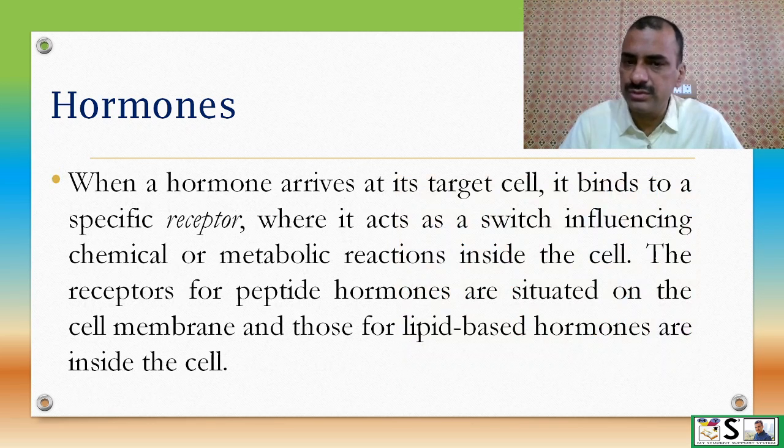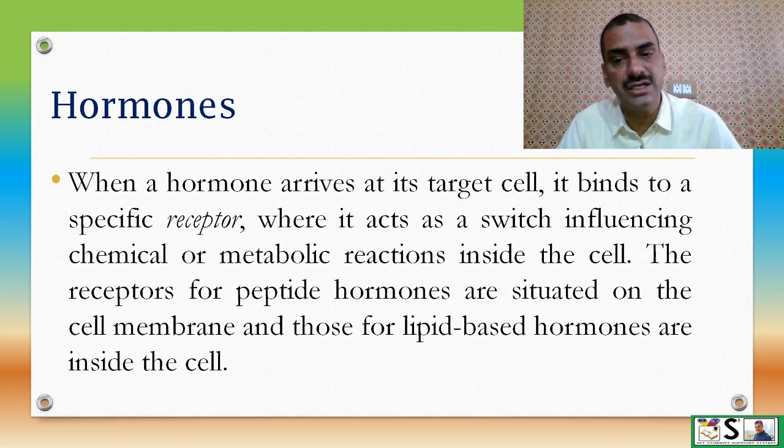When a hormone arrives at the target cell, it binds with specific receptors, where it acts as a switch influencing chemical or metabolic reactions inside the cell. The receptors for peptide hormones are situated on the cell membrane, and for lipid-based hormones they are situated inside the cells.